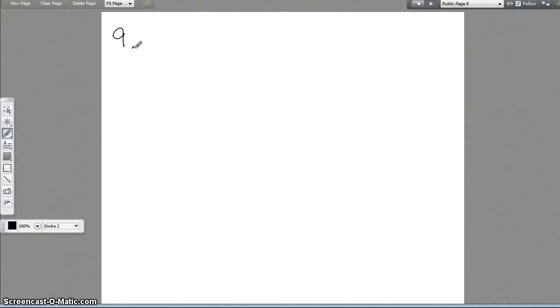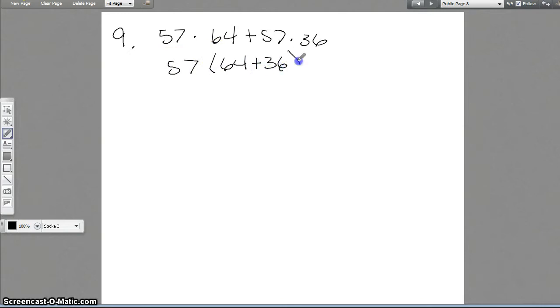Okay, so now we're going to look at number 9. Number 9 says, when the expression 57 times 64 plus 57 times 36 is written in factored form, it's easy to see that it equals 5700. Because when we factor out our greatest common factor, which is 57, we get times 64 plus 36. And 64 plus 36 is 100, so we have 57 times 100, which is 5700.